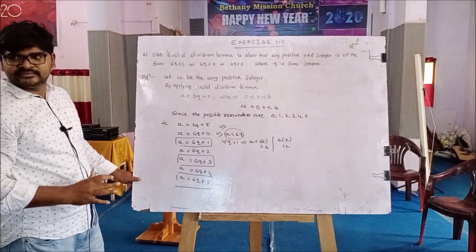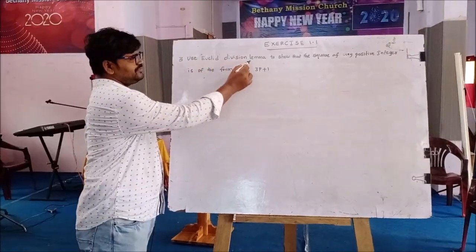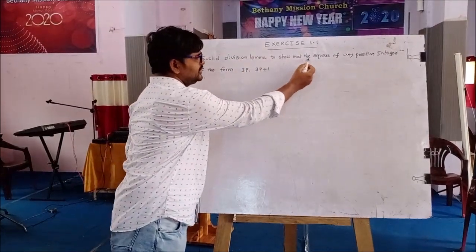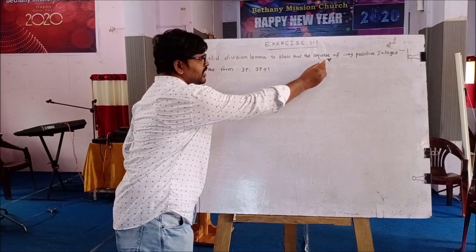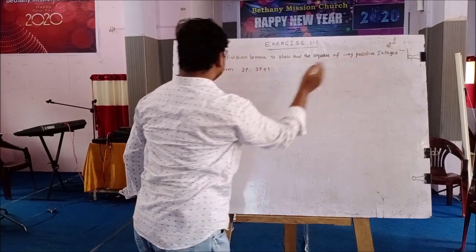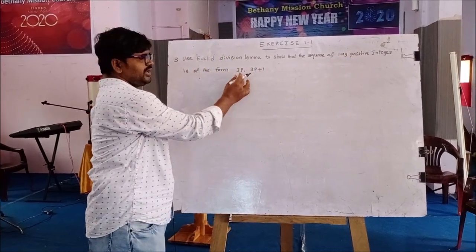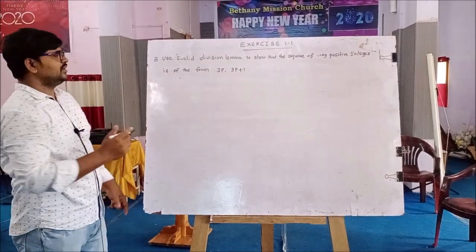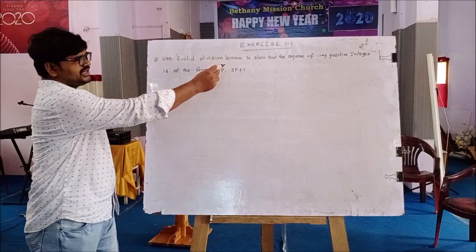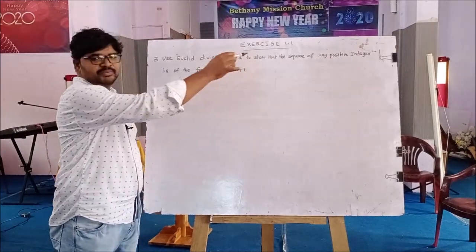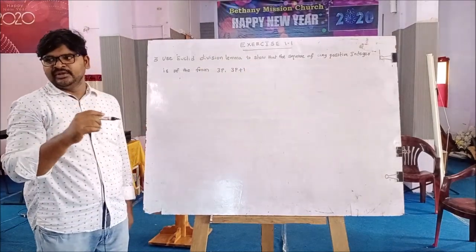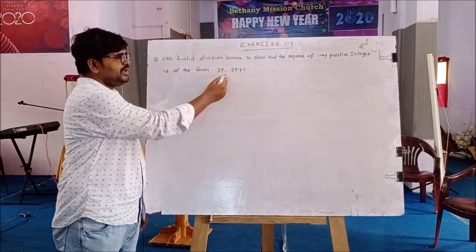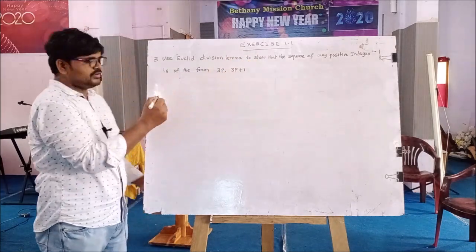It's clear? Use Euclid division lemma to show that the square of any positive integer is of the form 3p or 3p plus 1. Use Euclid division lemma to show that the square of any positive integer is of the form 3p or 3p plus 1.